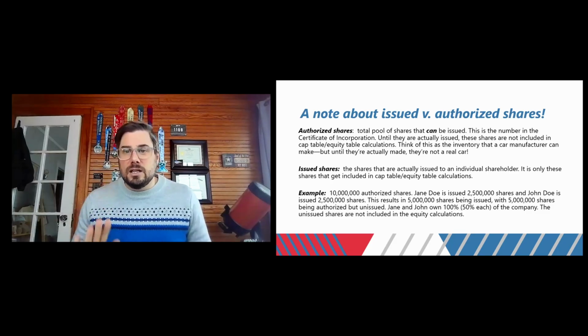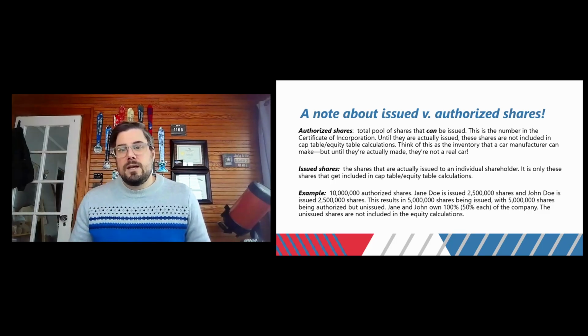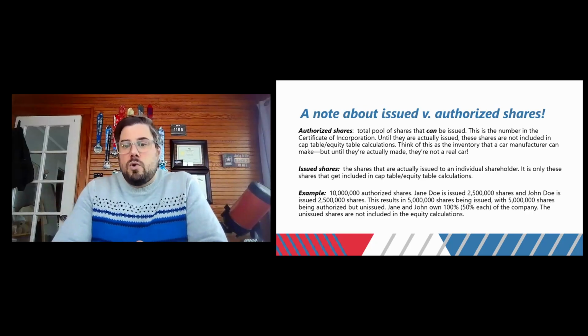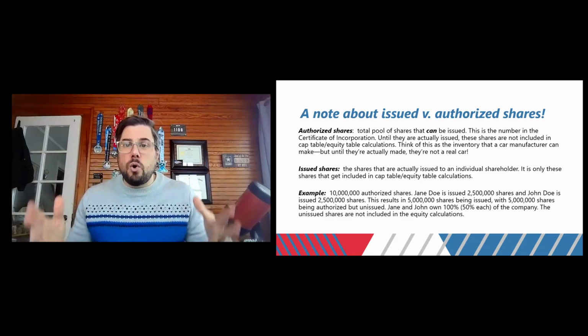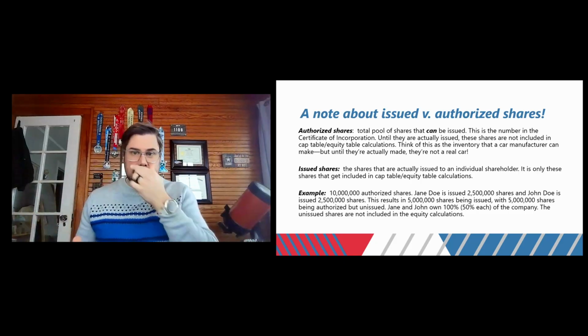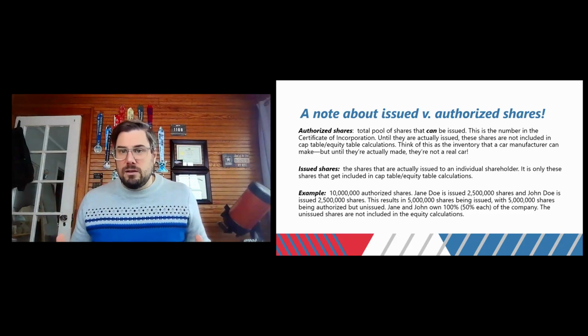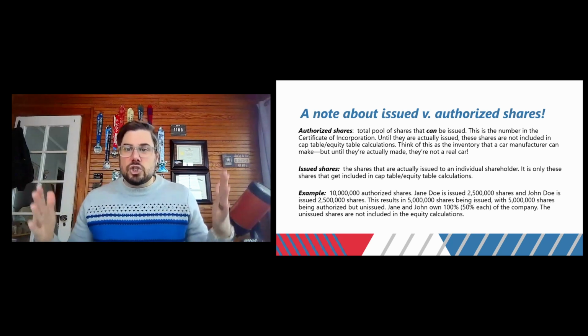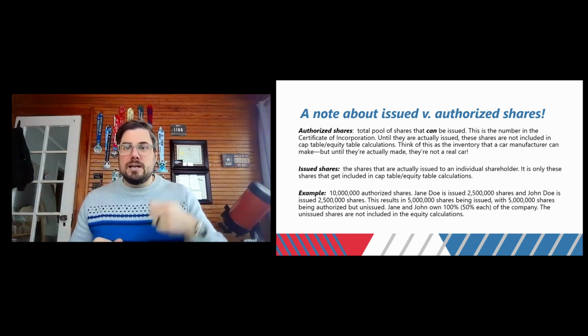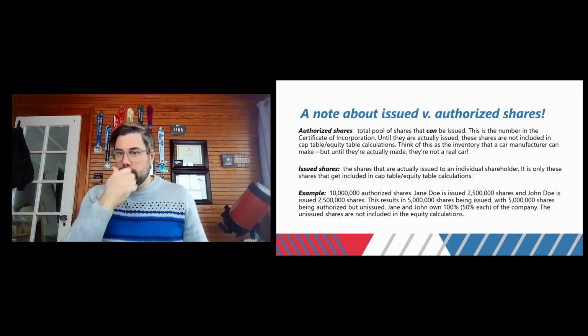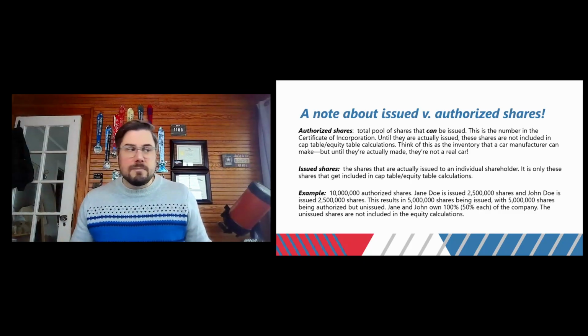I do want to make an important note about issued versus authorized shares, only because in the e-law center, we see a lot of people mess this up. When you're creating your company in your certificate of incorporation, you have to set out the total authorized universe of shares. Okay. Let's just say it's 10 million. That is the total number of shares that you can give to people subsequently, right? That's like your bank account balance.